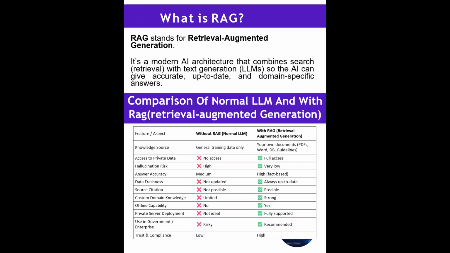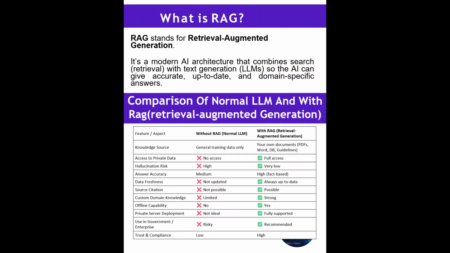Now, what is RAG? RAG stands for Retrieval Augmented Generation. It is a modern AI architecture that combines search and retrieval with text-generating LLMs, so that AI can give accurate, up-to-date, and domain-specific answers.